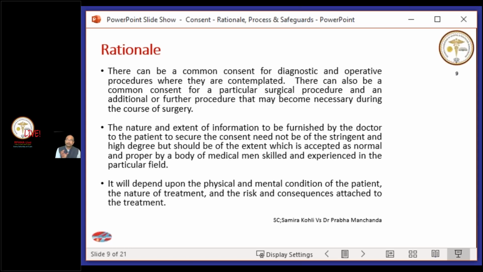So this again boils down to the reasonableness of the explanation that is required to be given to the patient, and also how much detail should be provided. It will depend on the physical and mental condition of the patient, the nature of the treatment, and the risks and consequences attached to the treatment. So this is how the Supreme Court arrived at a judgment in this particular case, and this being a case law, that means a law which is defined by the judgment of a Supreme Court. This helps us in figuring out in what manner to implement our consent processes in the hospital.